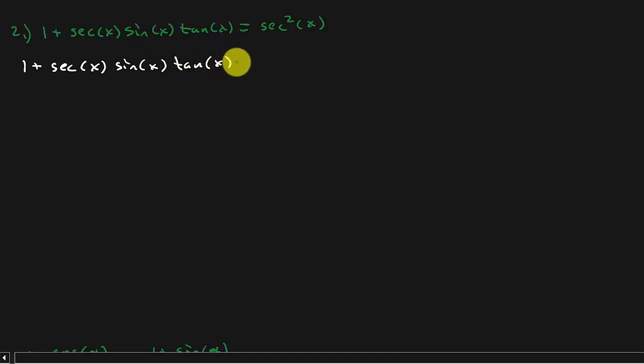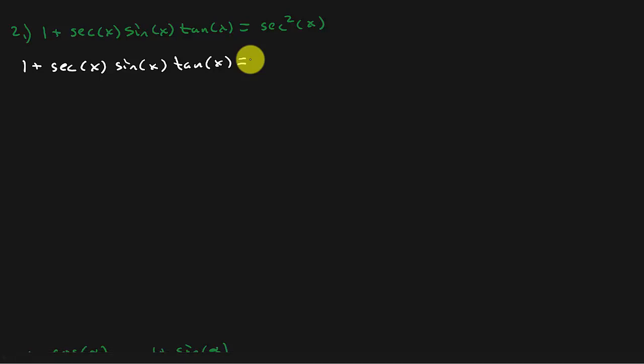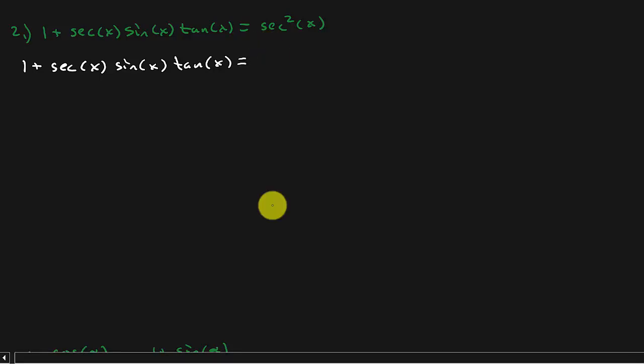All right. Now, if you remember what I said at the beginning of the video, a lot of times the best way to start out, now I'm not saying it's the best way every time, but most of the time, this is what you want to try first. Try rewriting everything in terms of sine and cosine. So this would be 1 plus 1 over cosine x. Remember, secant is 1 over cosine. And then times sine x.